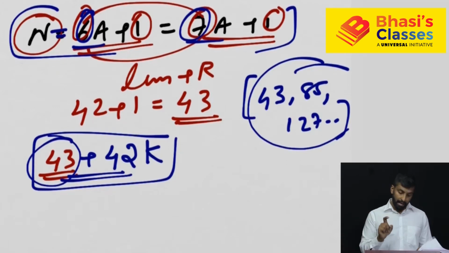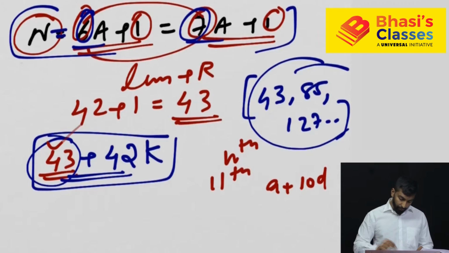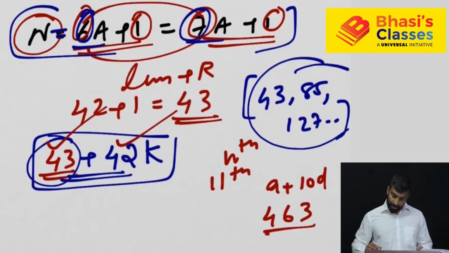Now any question which can be asked from an AP can be asked here. They can ask you the nth term. If I am asking the 11th term, how will you find it? You will find a plus 10d. A you know is 43, d you know is 42. So that is nothing but 463. Why? 10d is 420 because I know d is 42. A is 43, so I add that and get 463.